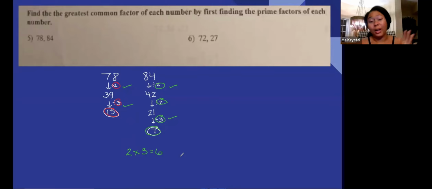So the greatest common factor of 78 and 84 is 6. That's what they have in common. And whenever they say anything about factoring, you want to think branches. Okay. All right. Let's move on to the last one of this video.